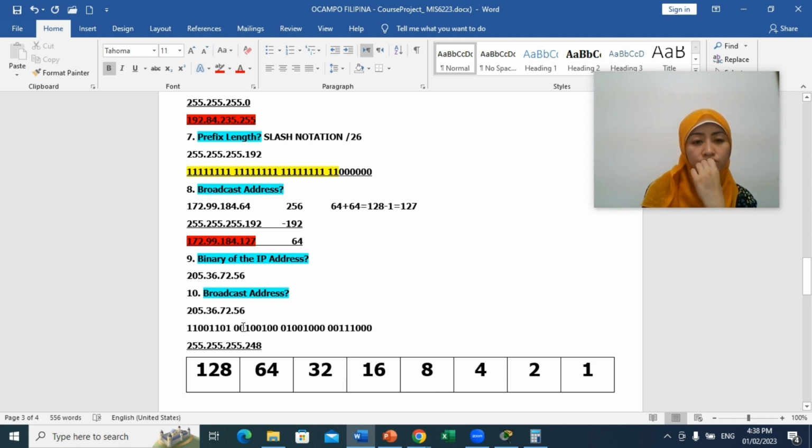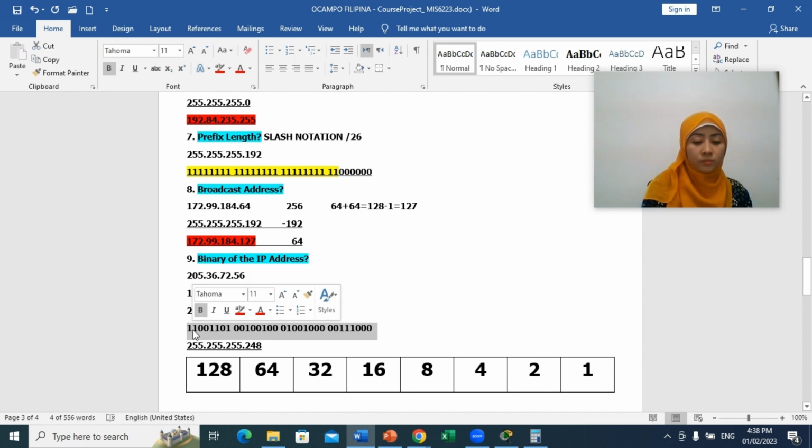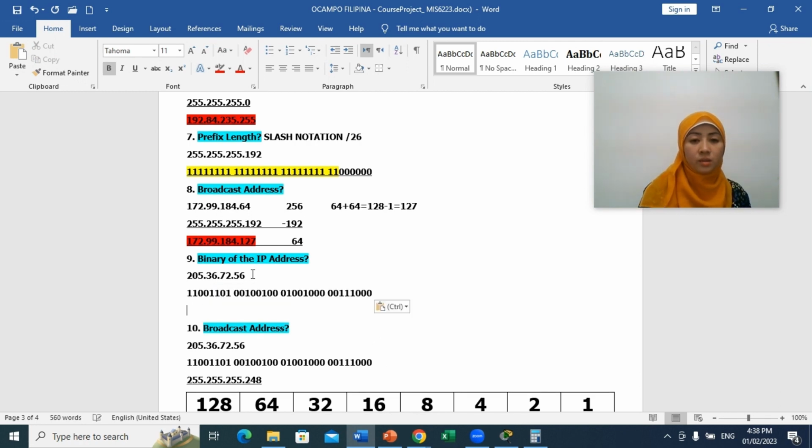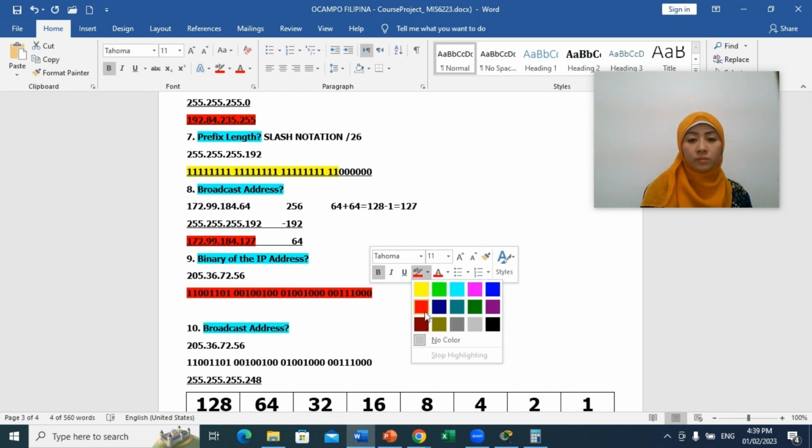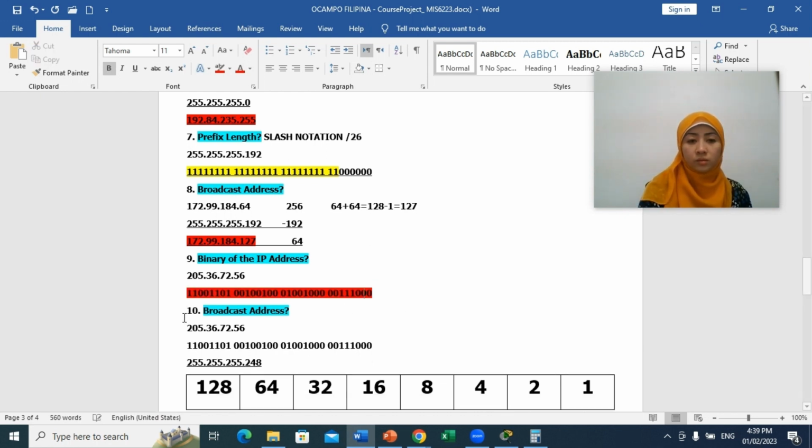Okay. This is the binary IP address of 205.36.72.56. I will just cut it, and I put it here. Put it in the wrong place. So this is the binary IP address of 205.36.72.56. So I will highlight it again. So the last one. So we already got the IP address of this one.